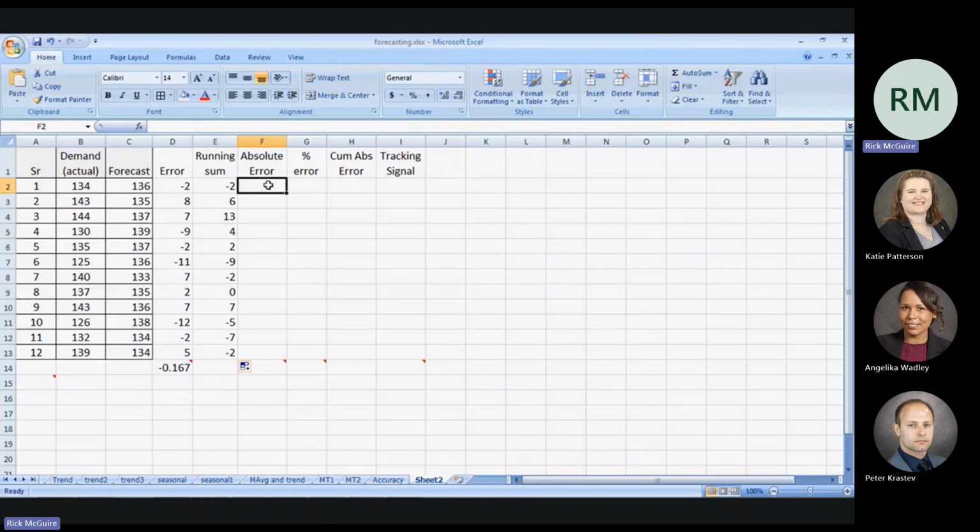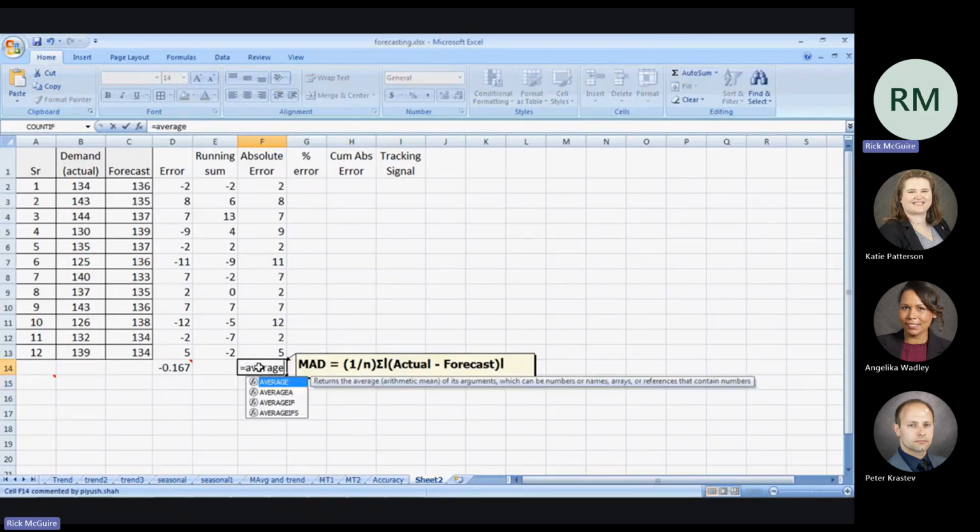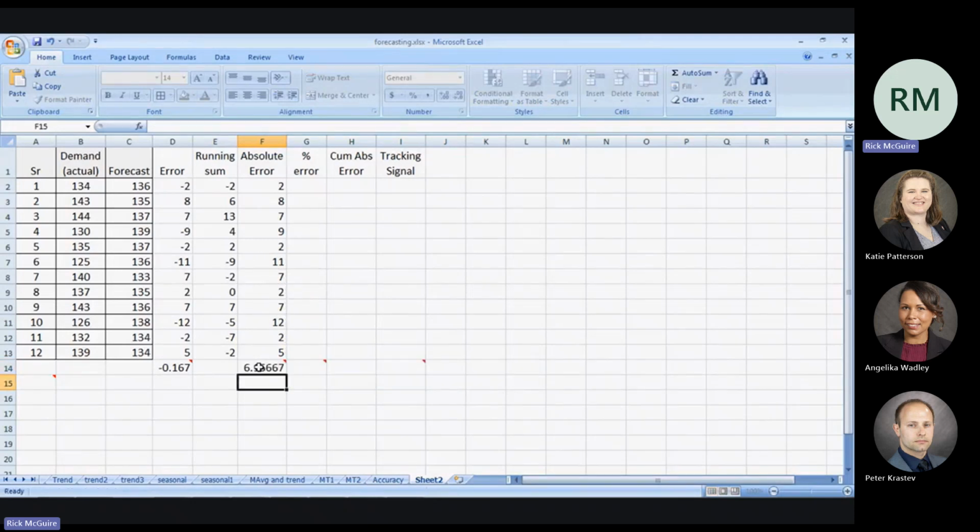The absolute errors. Absolute errors are the positive values of errors, so we can calculate it very easily by saying equal to ABS, bracket open, and the error term. So we enter, that's the absolute error. We drag the formula. The advantage of absolute errors is sometimes very high positive and very high negative errors might cancel each other to give a very low bias, but they're still errors. So the effect of the negative value is taken away here. And the mean absolute deviation is the average of these absolute errors. So this equals average of all these values of absolute errors to give us 6.166. So this is the MAD, or the mean absolute deviation.